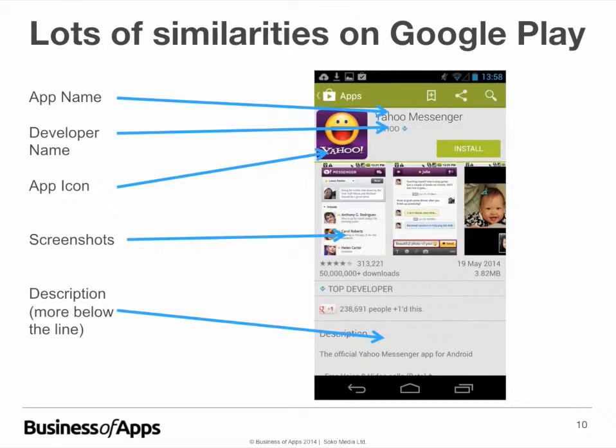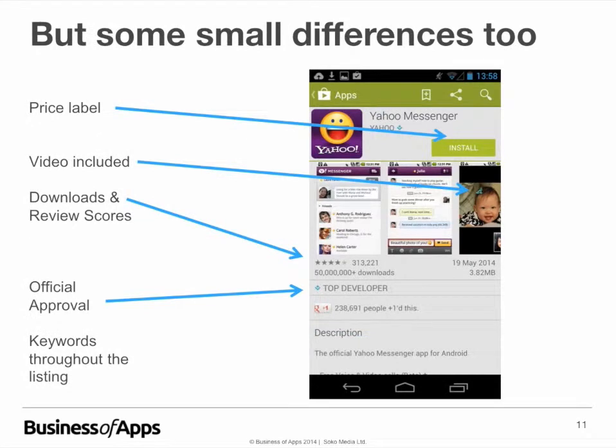It's the same kind of things that you're going to need to work on and optimize to make sure that you're succeeding. So you've got the app name, of course, developer name, icon again, and screenshots, though it's important to note that you're also going to get video in there. And there's also the description with more below the line. But on the next page, there are those small differences, and these are the kind of things that I'm talking about.